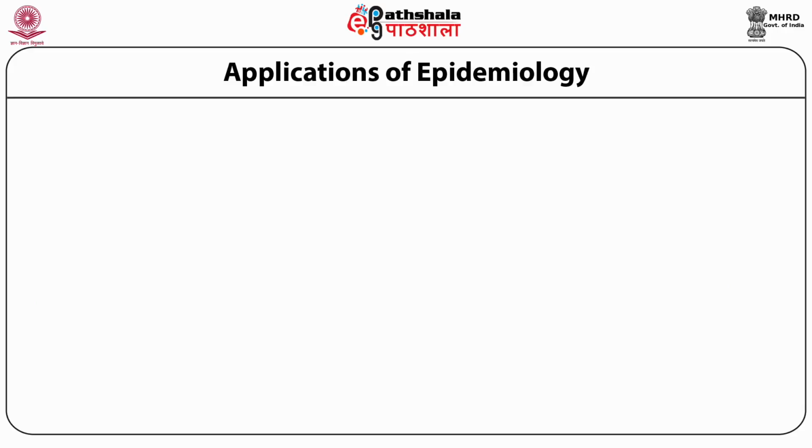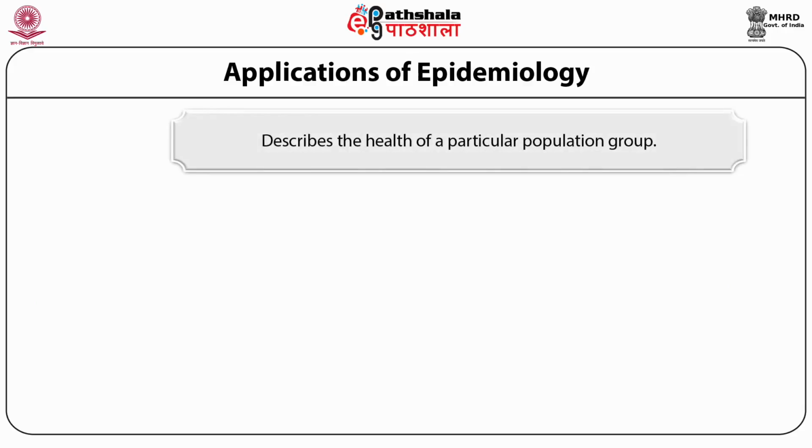Let us discuss the applications of epidemiology. It is a useful tool in describing the health of a particular population group in terms of five major attributes, which include measurement of the disease burden, trends in incidence and prevalence, studying any changes in the character of the disease, identifying special risk groups, and lastly, to define the functional ability or the impairment.